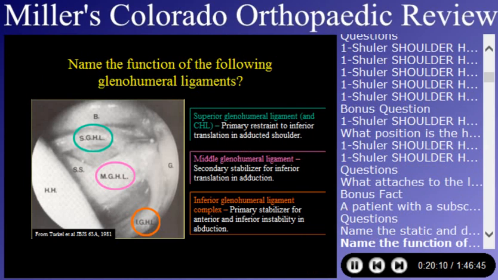Superior glenohumeral ligament: restraint to inferior translation in the adducted shoulder. The middle glenohumeral ligament: secondary stabilizer for inferior translation in adduction, and one of the primary stabilizers at about 45 degrees of shoulder abduction. Inferior glenohumeral ligament is by far the most key testable item on this. Primary stabilizer for anterior-inferior stability in abduction.